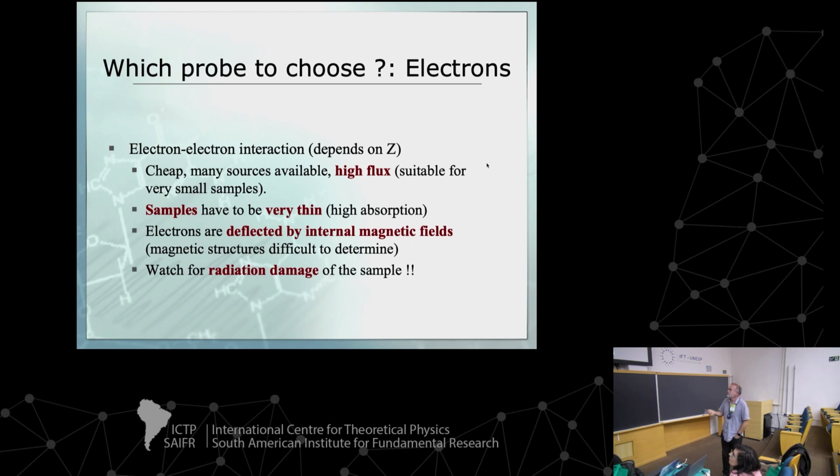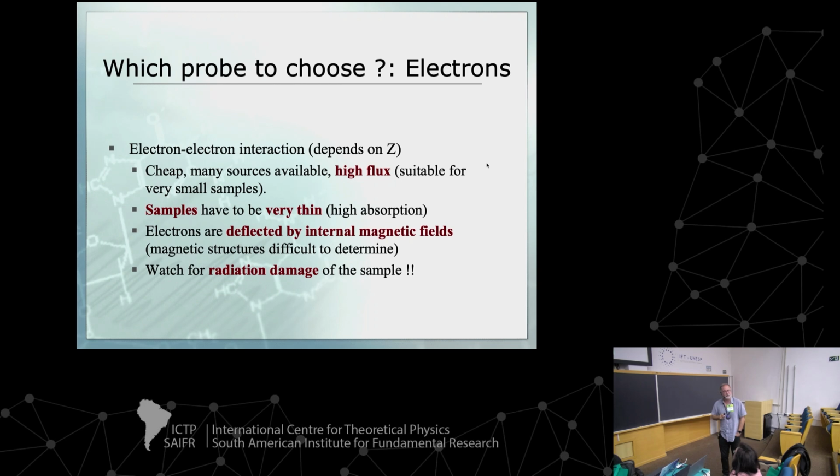Electrons. Well, electron-electron interaction also depends on the atomic number. It's relatively cheap. It has a high flux, but the samples have to be very thin because they have a very high absorption. And you have to be very careful if you have magnetic moments inside the samples, because electrons are deflected by the magnetic moments. And this is very important.